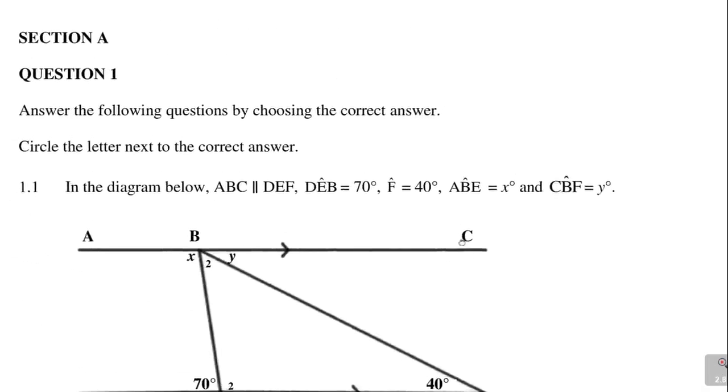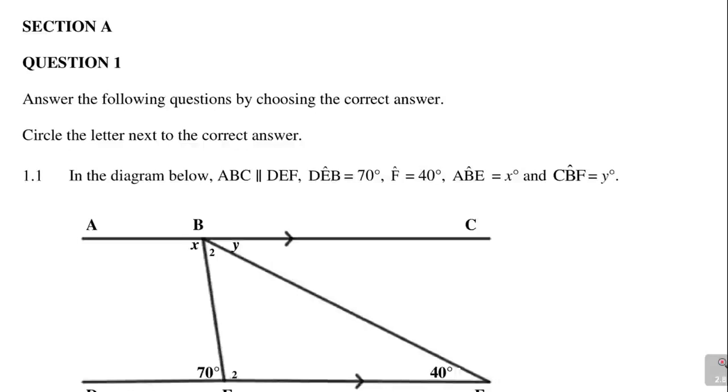And then here, question number 1 started with section A. It says answer the following questions by choosing the correct answer. Circle the letter next to the correct answer. Then it says in the diagram below, ABC is parallel. There it is, ABC. You see, let me make it thicker. It says ABC, you see that, is parallel to DEF.